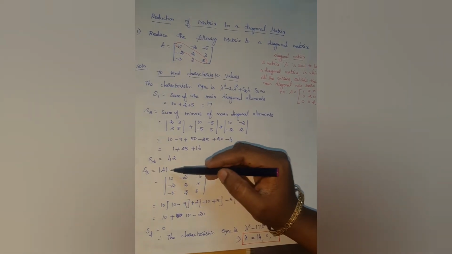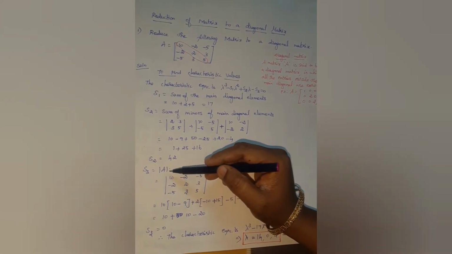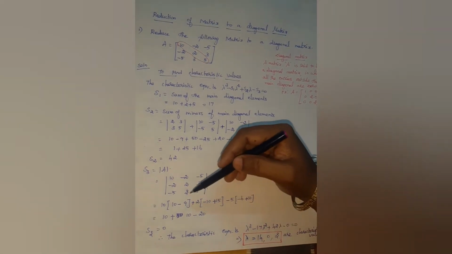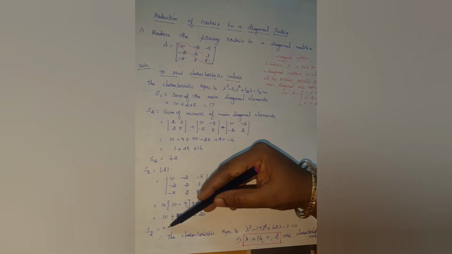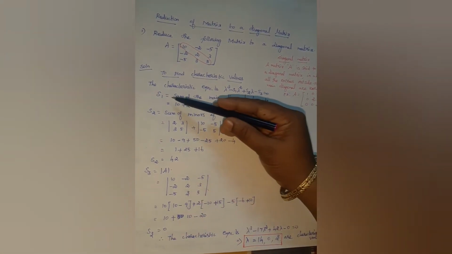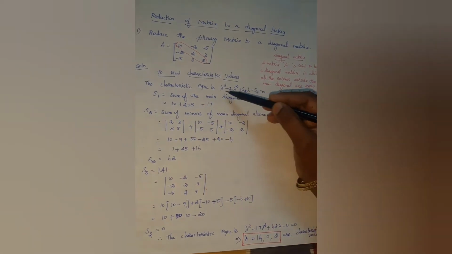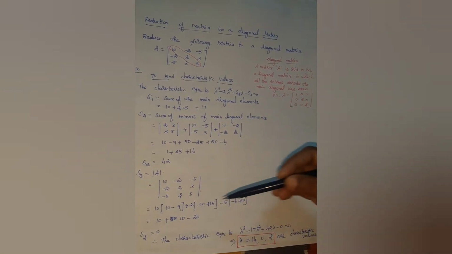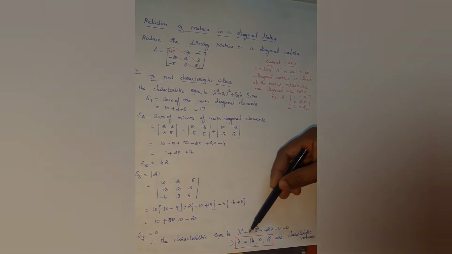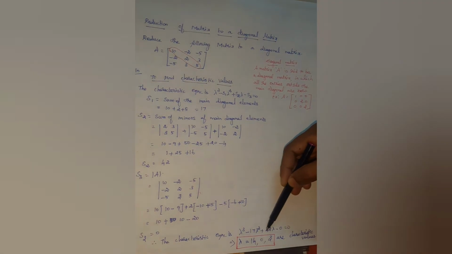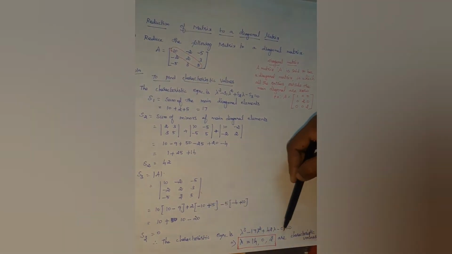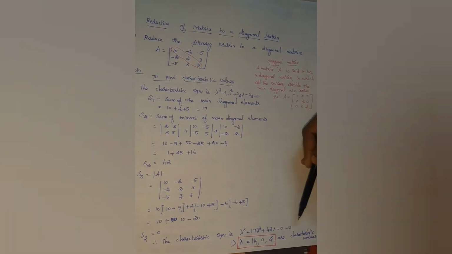Then S3 is equal to determinant A. So you find just the determinant value of A. When you find the determinant value, you will get it as 0. Here S3 is equal to 0. Now substitute these S1, S2, S3 values in this characteristic equation. So you will get lambda cube minus 17 lambda square plus 42 lambda minus S3, which is 0, equal to 0.